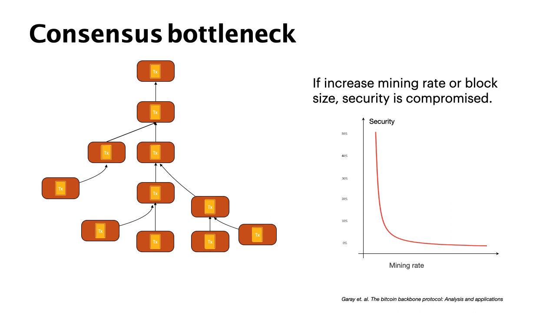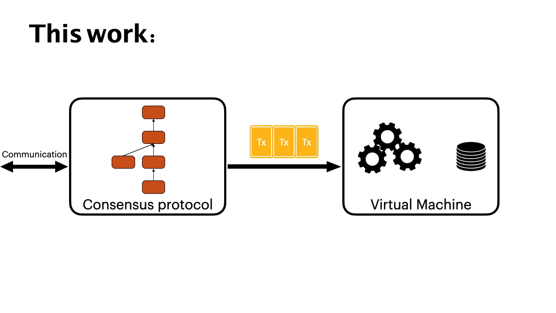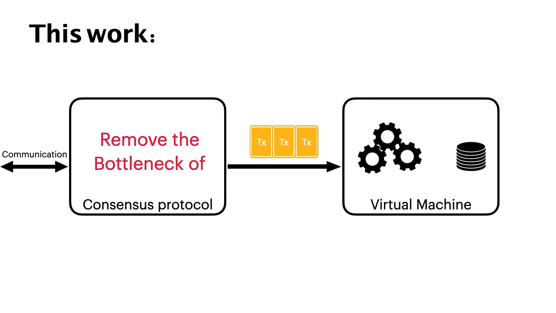So what can we do for this problem? A natural thinking is that we find a better consensus protocol and replace the longest chain protocol. In this work, we removed the bottleneck of consensus protocols for smart contracts. We achieved this by implementing a recent permissionless consensus protocol named Prism, which achieves near optimal performance with zero guarantee.